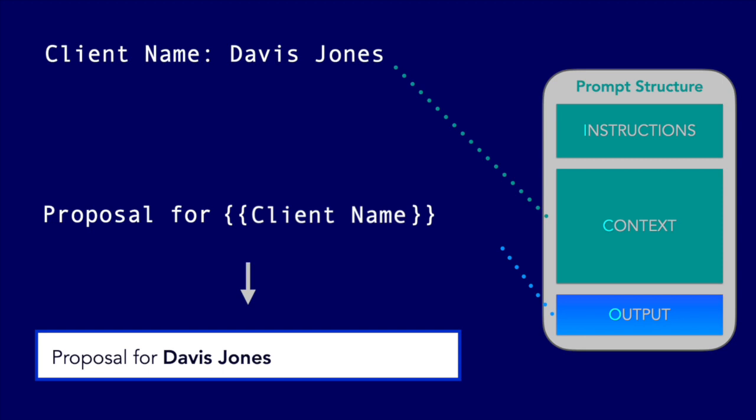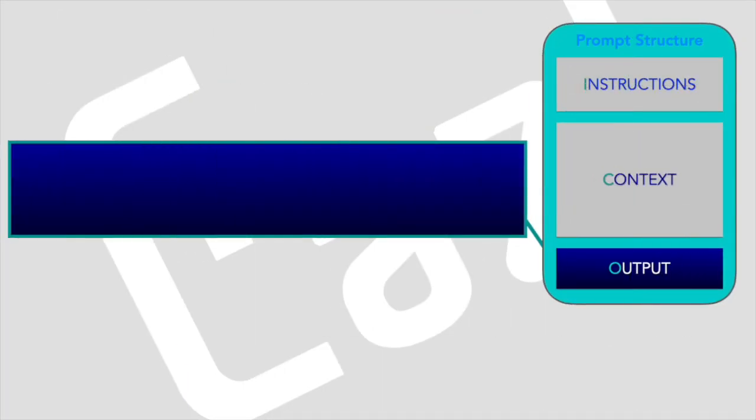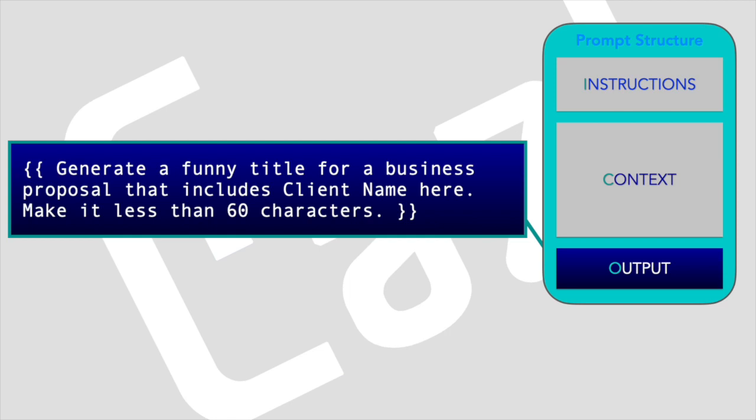You can also use handlebars to give AI specific instructions about what to generate in that space. Here are two examples. First, a simpler one, then a more complex one. Let's start with the simple one. Generate a funny title for a business proposal that includes {{client name}} here. Make it less than 60 characters.